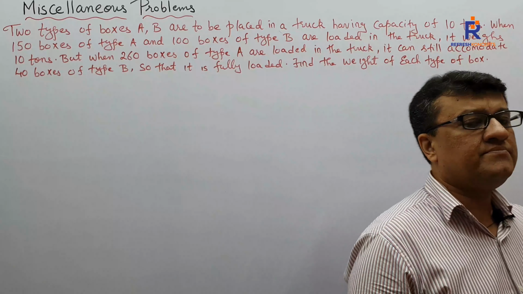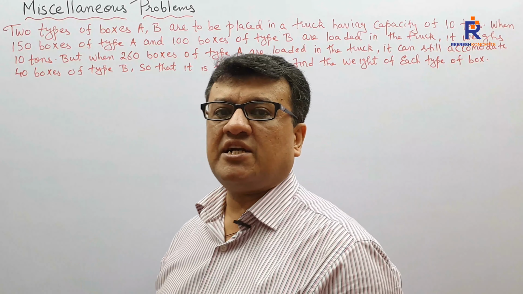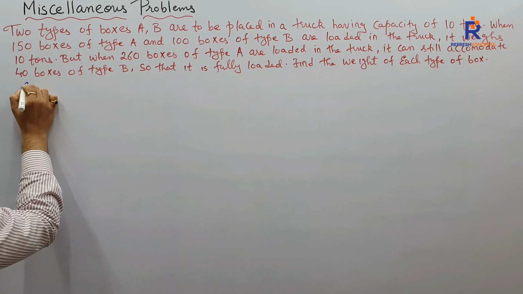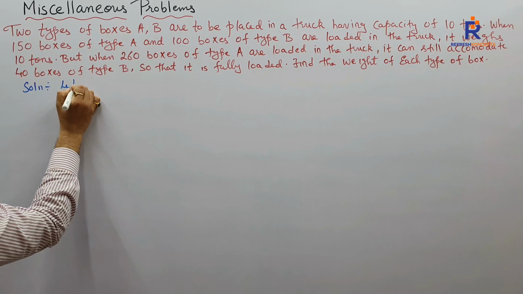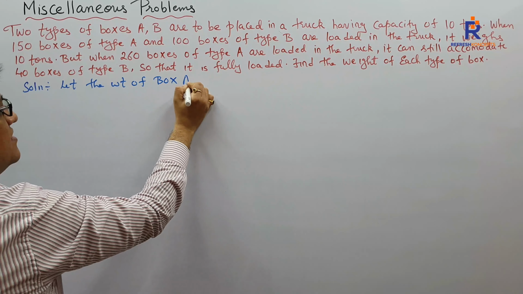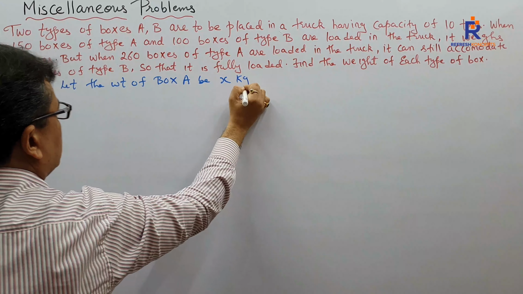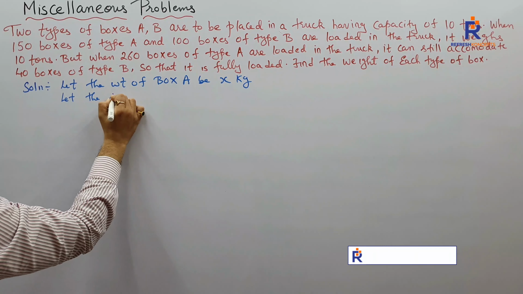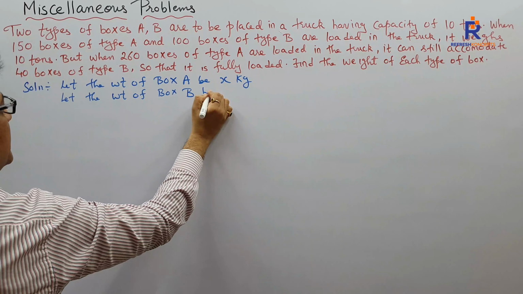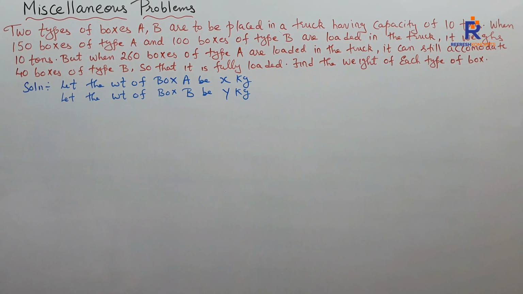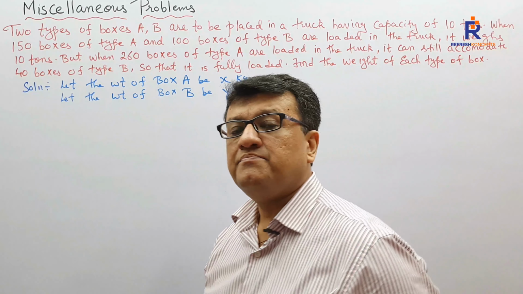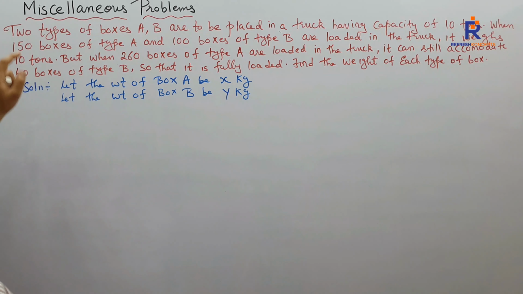Those who have not understood the sum yet, no problem, we are going to understand when we start doing our sum. Let's move on. Find the weight of each type of box. So our solution starts off with, let the weight of box A be x kg, and let the weight of box B be y kg. So have we initialized the weights of A as x kg and B as y kg? Let's read the sum now.